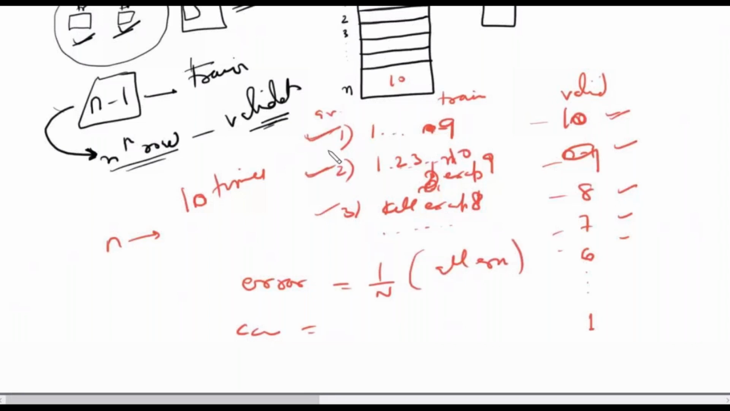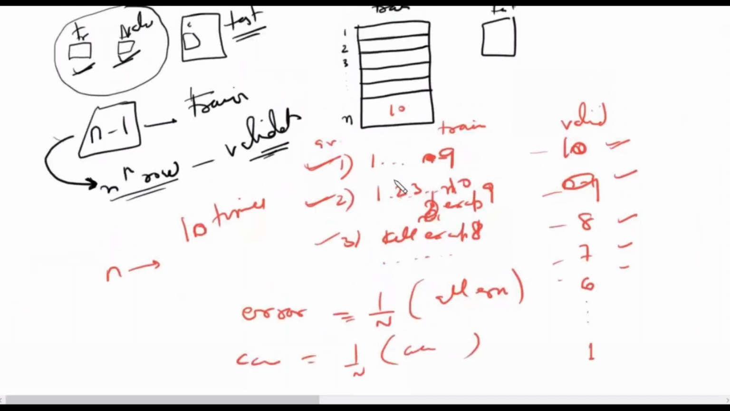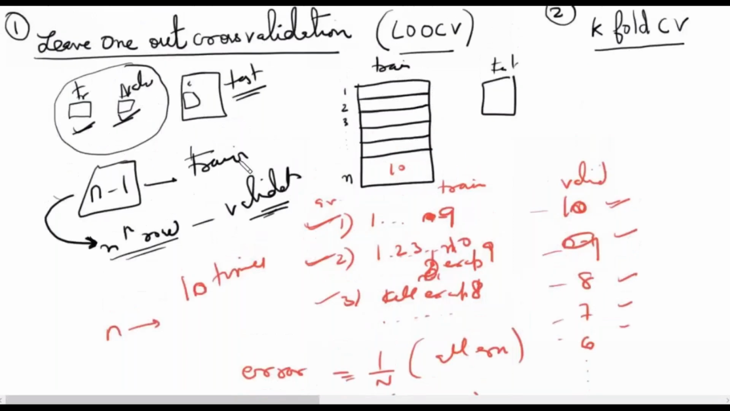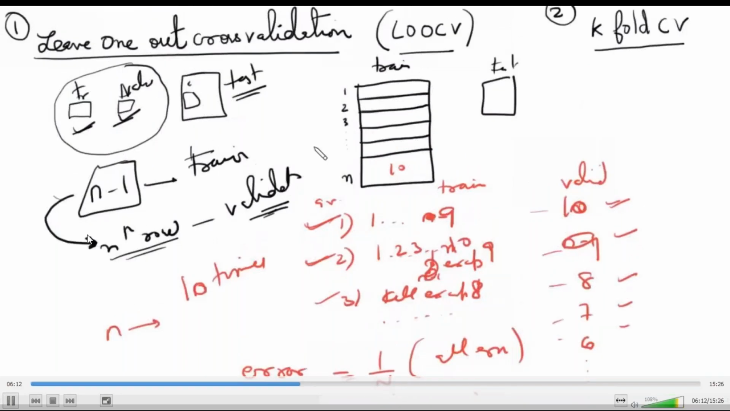So there are 10 models. Each of the models will make some error. We take the average of all the errors that are being made here. Similarly, for accuracy, we take the average accuracy out of all the accuracies that we get here. So this is the process of leave one out cross validation, which is beneficial because it gets rid of both the disadvantages that we talked about in the previous video.